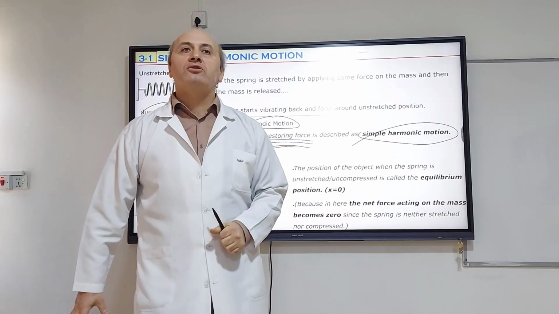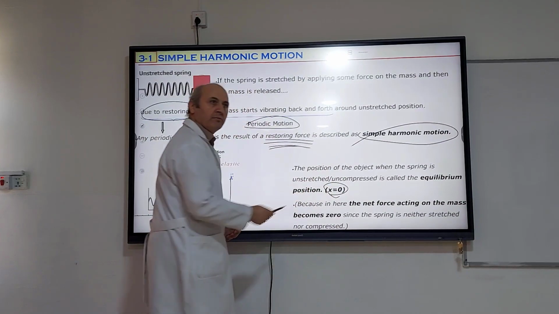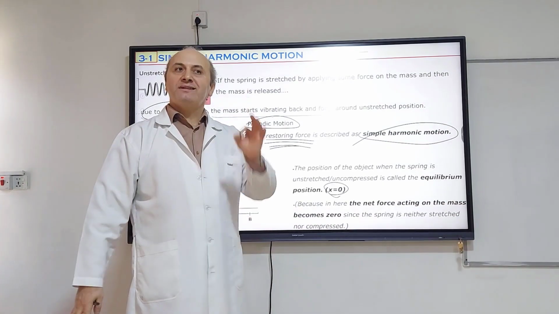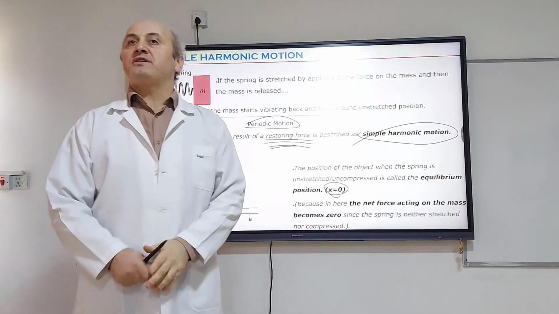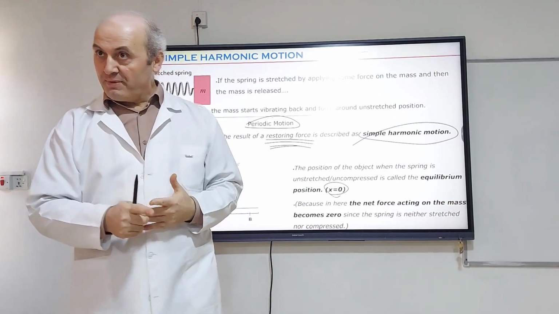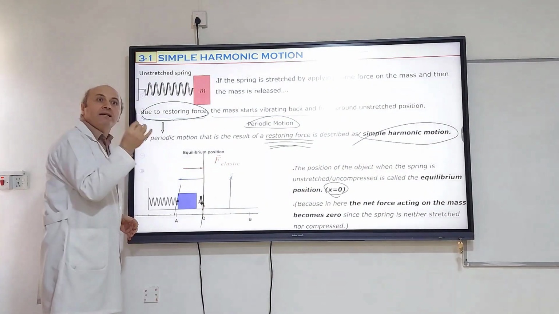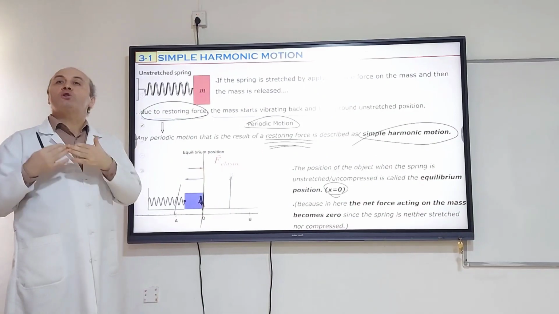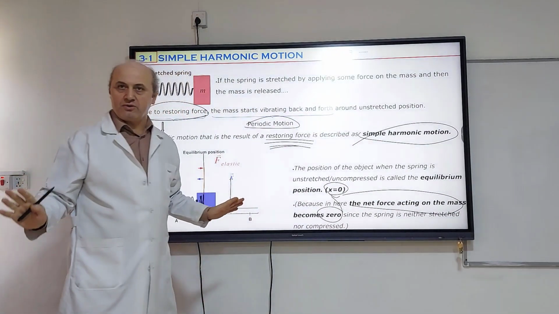Unstretched or uncompressed. Why is it so called? Because when x is 0, no stretching, no compression. That means the elastic force is zero, so the net force acting on the object at that position is zero. If the net force acting on an object is equal to zero, what equilibrium is it called? Translational equilibrium. So when the mass is just at this position, right here, the spring is neither compressed nor stretched. It is called the equilibrium position because the net force acting on the mass is zero.